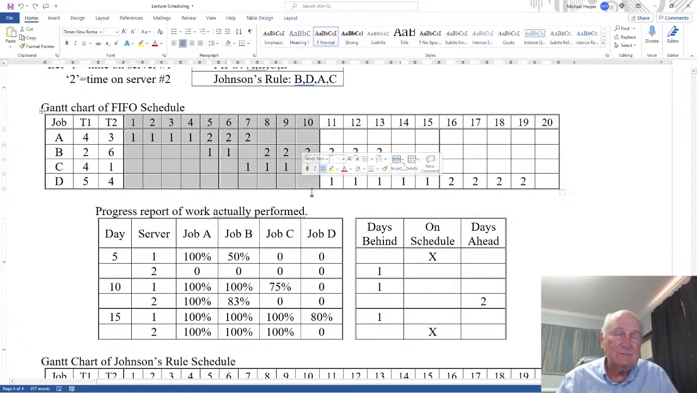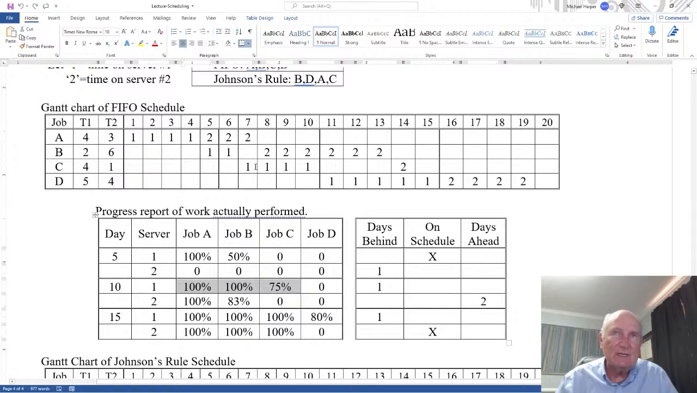Let's look at the schedule. Well, server 1 should be 100% done with A, 100% done with B, 100% done with C. It's only 75% done with C, so it's 1 day behind schedule. So yeah, 1 has done more work, but because of the schedule or the requirements of your queuing system, it's really behind schedule.